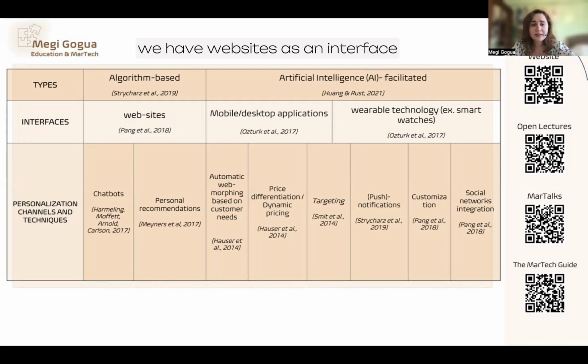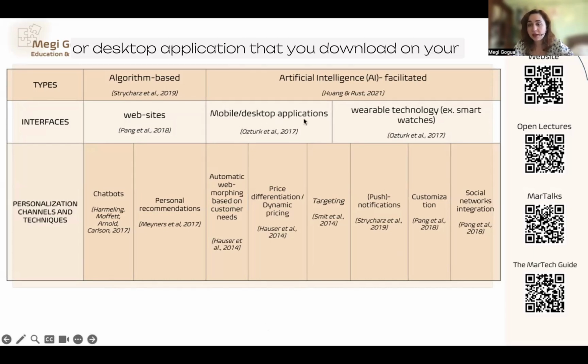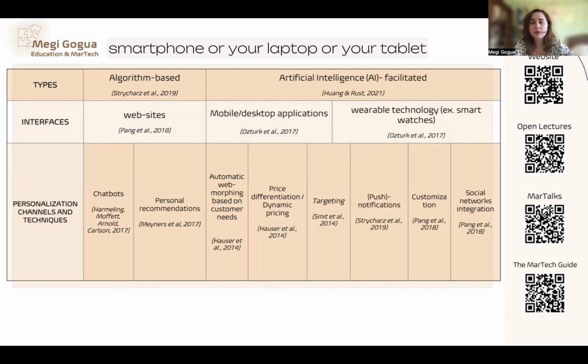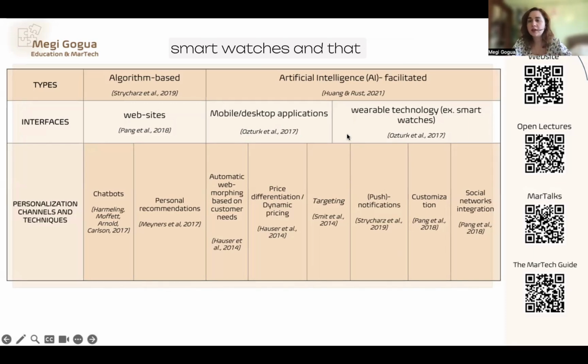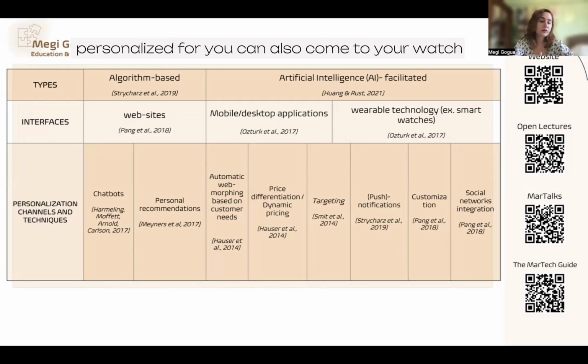We have websites as an interface, so how you interact with the technology or with the platform that uses personalization. It can be through websites, mobile or desktop application that you download on your smartphone or your laptop or your tablet, and wearable technology, for example, smartwatches and that, because your notifications personalized for you can also come to your watch.